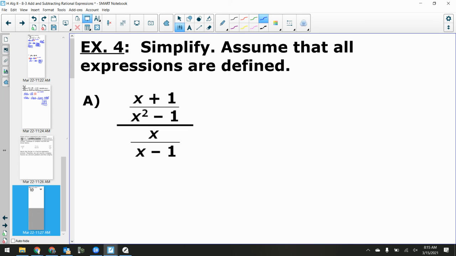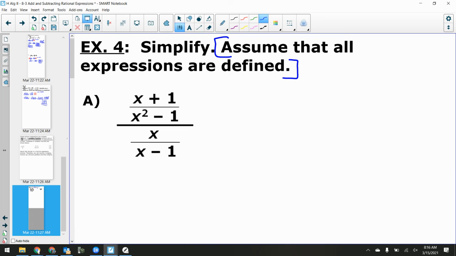Let's take a look here. This is important that you see this here. Assume that all expressions are defined. This is another one of those where if I dive down the rabbit hole of trying to figure out what could be undefined, since I'm doing division, I have to think about not only what should be undefined in each of the little denominators on the top and the bottom, but also what would make this whole denominator equal to 0, because that is also a denominator. So we're just going to assume that all expressions are defined. We're not going to identify anything that would make it undefined.